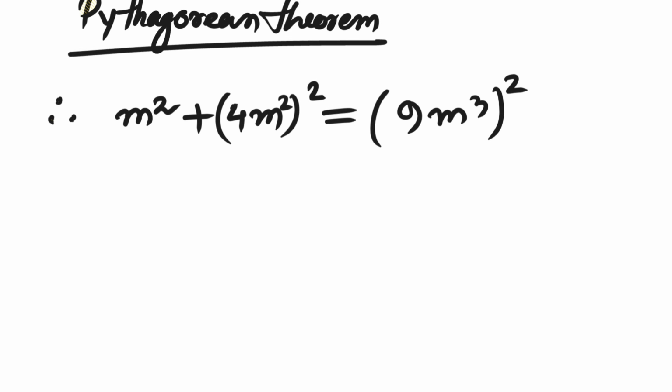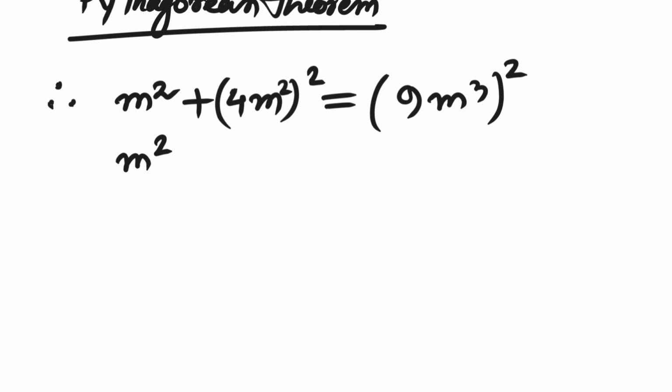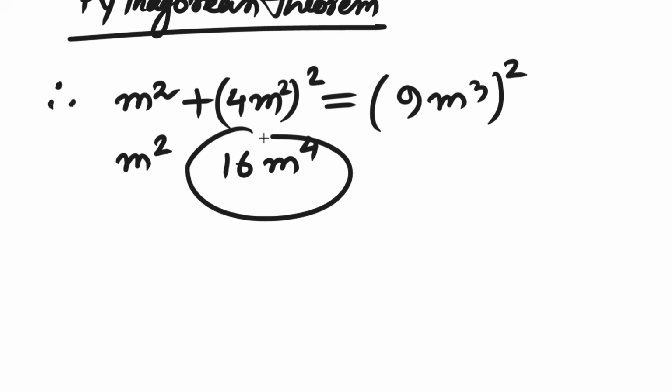Now, let's simplify these powers carefully. The first term, m squared, simply stays m squared. For the second term, we have 4m squared being squared. When we square the 4, we get 16, and when we square m squared, we get m to the 4th power. So this entire term becomes 16m to the 4th.